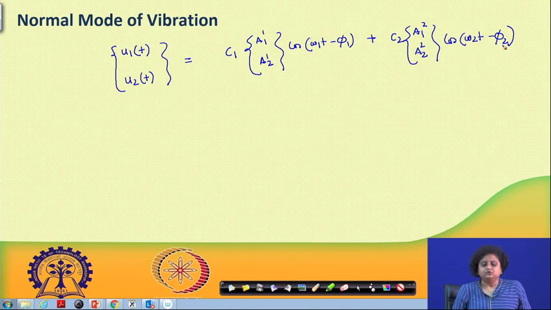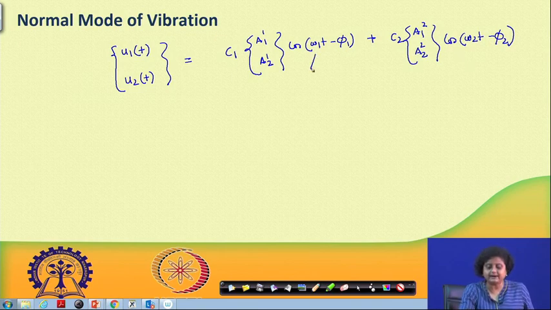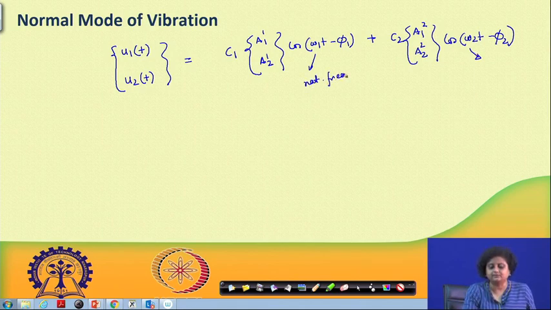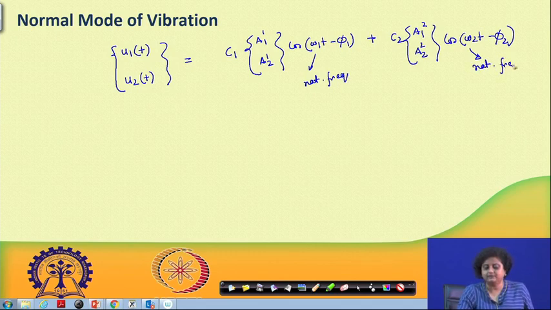Okay. So, what would this expression look like? This is nothing but the linear combination of 2 sinusoidal functions which are vibrating at frequency omega 1 and at frequency omega 2. So, these are called the natural frequencies of the system, similar to my single degree of freedom system.